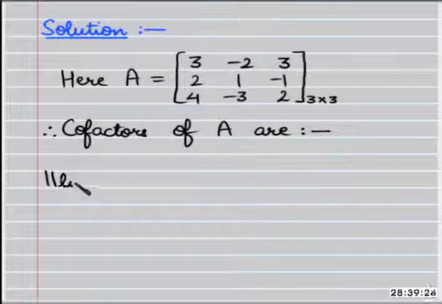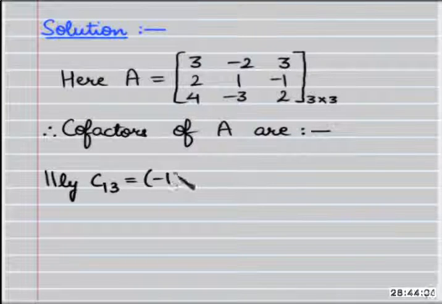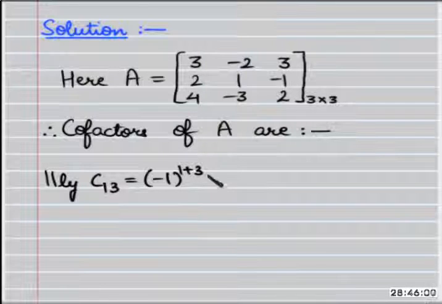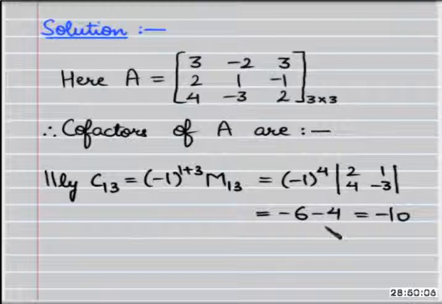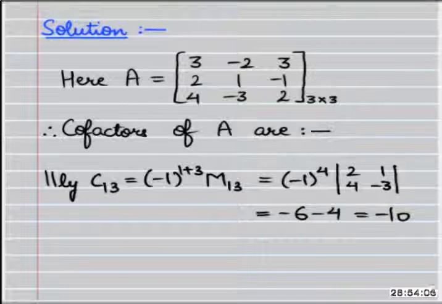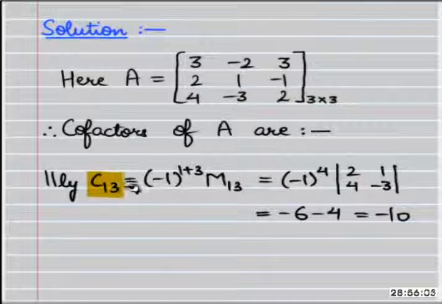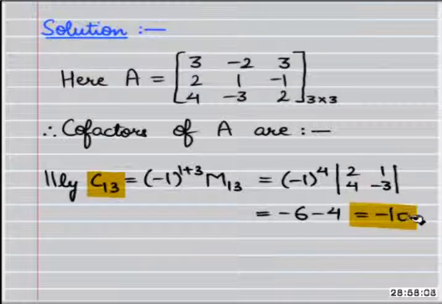Similarly, C13, which is equal to -1 raised to the power 1 plus 3 into M13, will be equal to -10. So here C13 will be equal to -10.